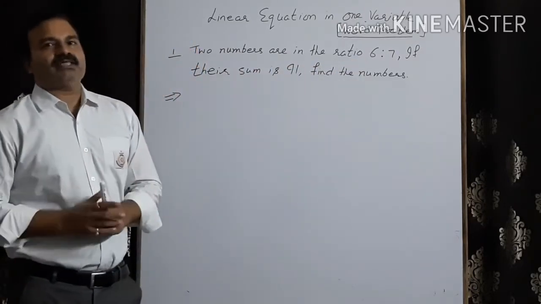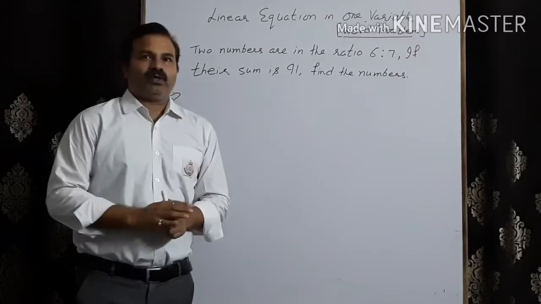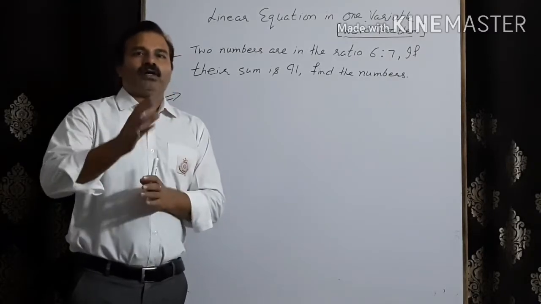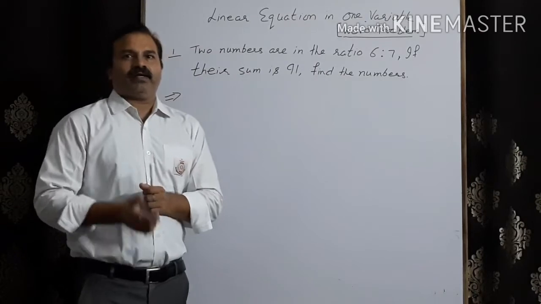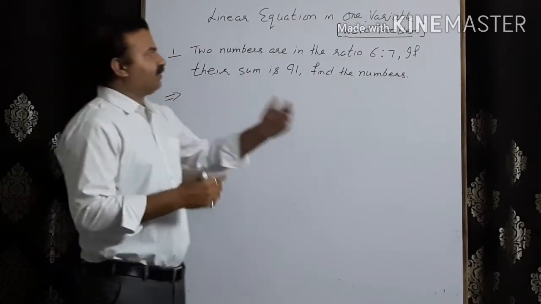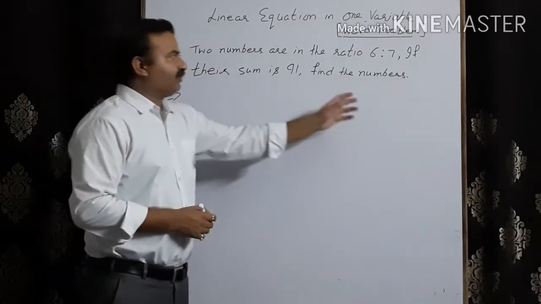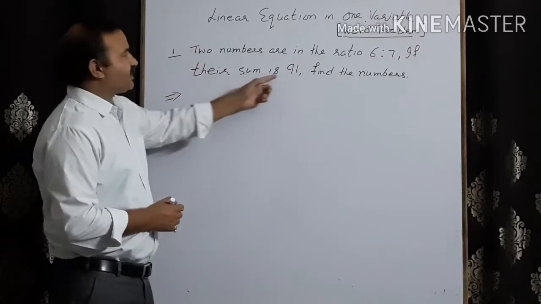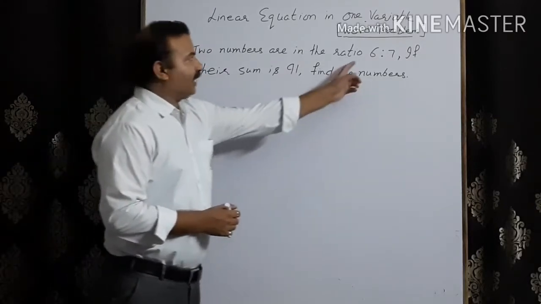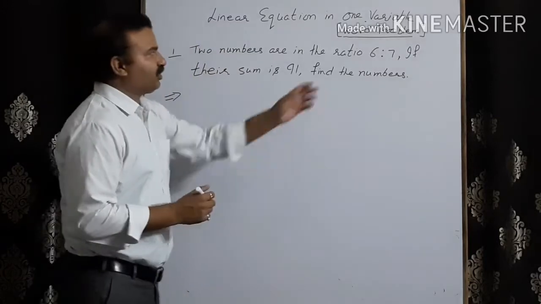The easiest question says two numbers are in the ratio 6:7. First of all, try to understand the meaning of ratio. Ratio means they have one number common. So we have to suppose that number, and then a further condition is given: their sum is 91 and the numbers are in the ratio 6:7.